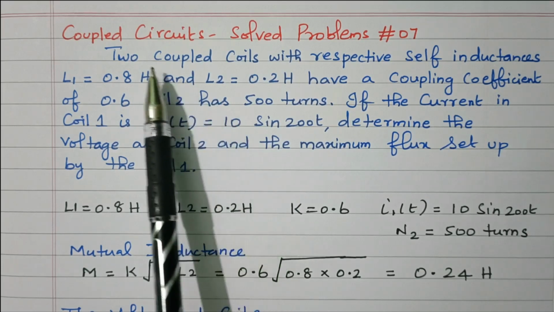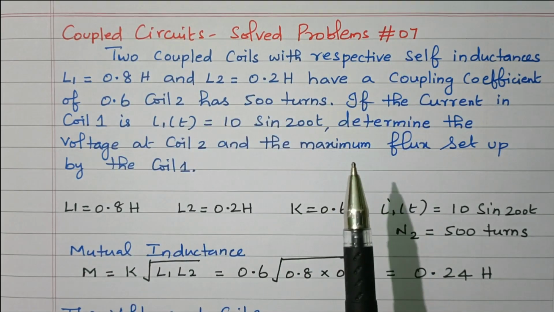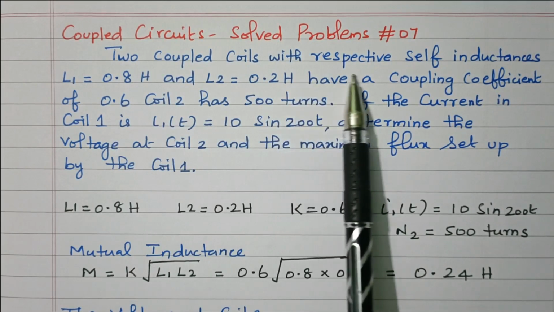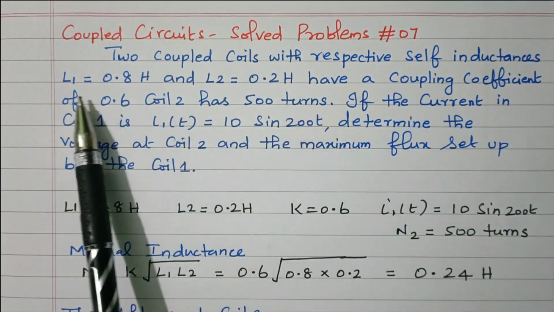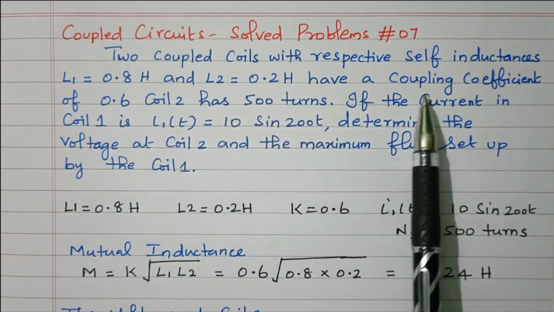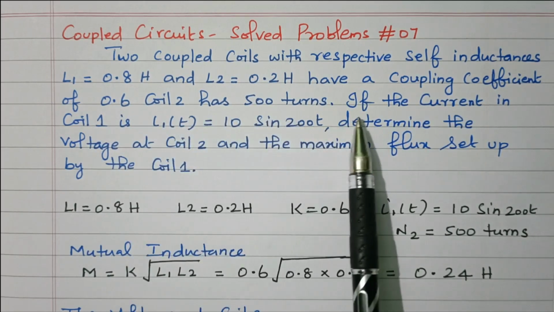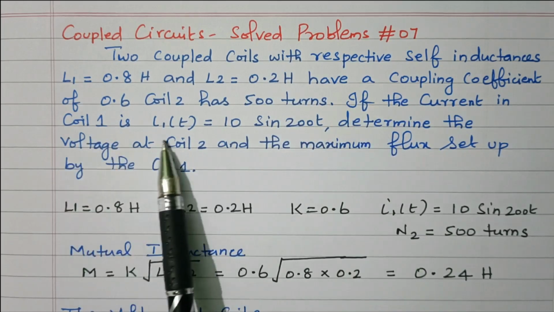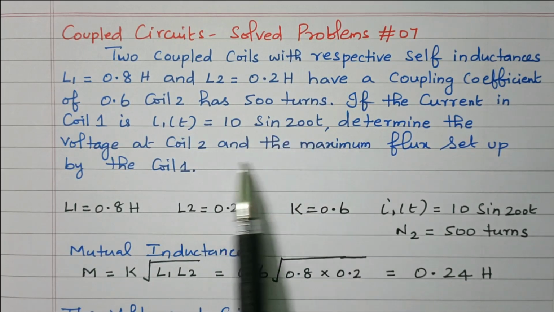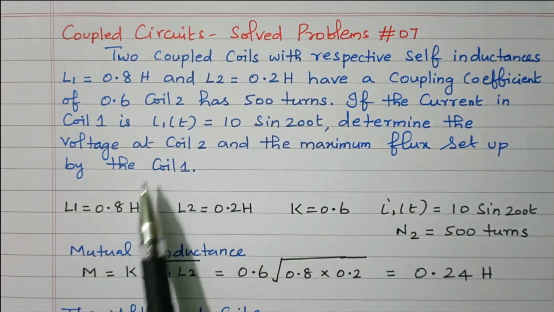Now we'll go to the topic. Solved problem in the coupled circuit, problem number 7. We'll see the problem statement. Two coupled coils with respective self-inductances L1 equal to 0.8 Henry and L2 equal to 0.2 Henry have a coupling coefficient of 0.6. Coil 2 has 500 turns. If the current in coil 1 is i1(t) equal to 10 sin 200t, determine the voltage at coil 2 and the maximum flux set up by coil 1.